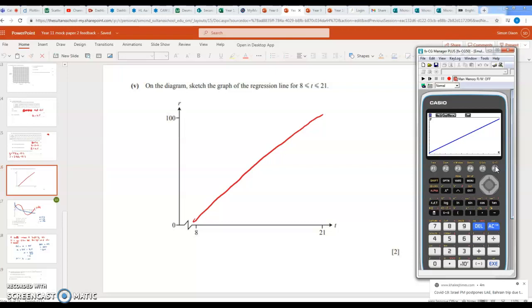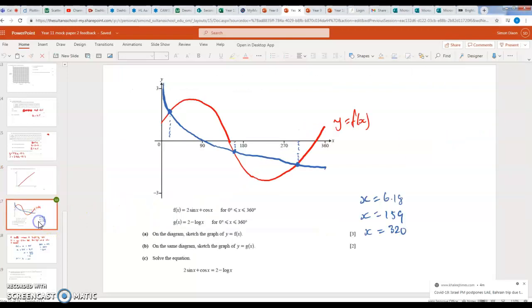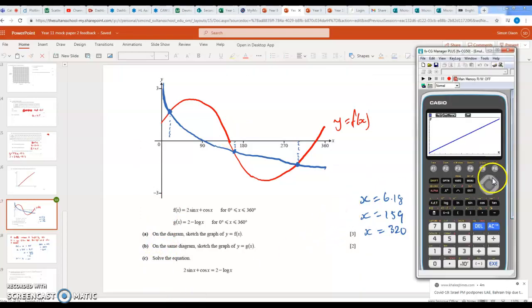Okay. Now, next question was this one here. So in the first videos, I showed you these graphs. Well, this is how you get them. Okay. Go out. So we're in the graphing section already. Make sure you delete everything. Okay. We want the graph of f of x, which is 2 sine x plus cos x. Okay. It wants us to draw that, but it also wants us to draw 2 minus log x.